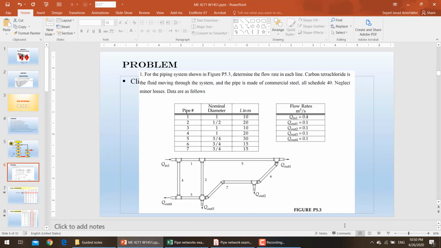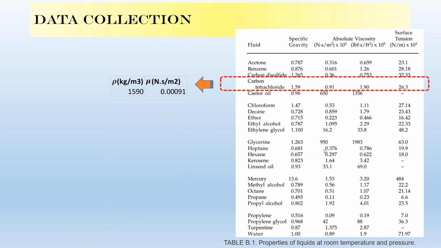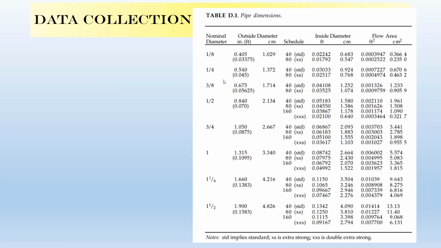Okay, so I use table B1 to find the properties of carbon tetrachloride. Based on this table, you can find the density and viscosity for carbon tetrachloride. Also, we need to find the pipe dimensions. You can use table D1, where we have the nominal diameter and the schedule, and you can find the inside diameter in centimeters. You need to convert it to meters for all pipes.